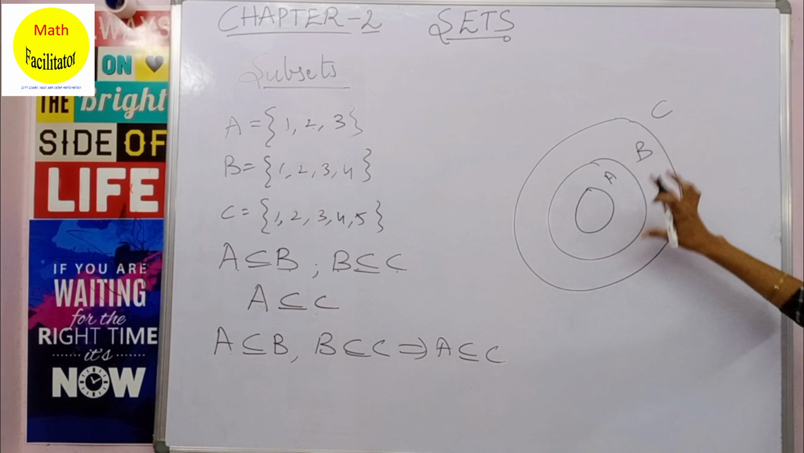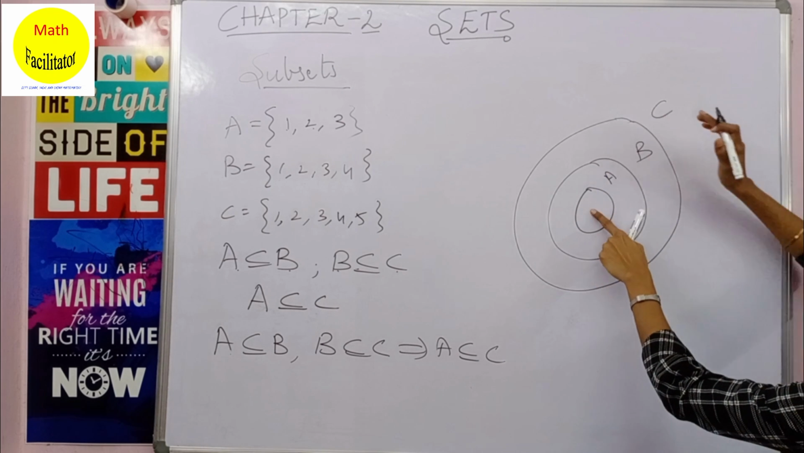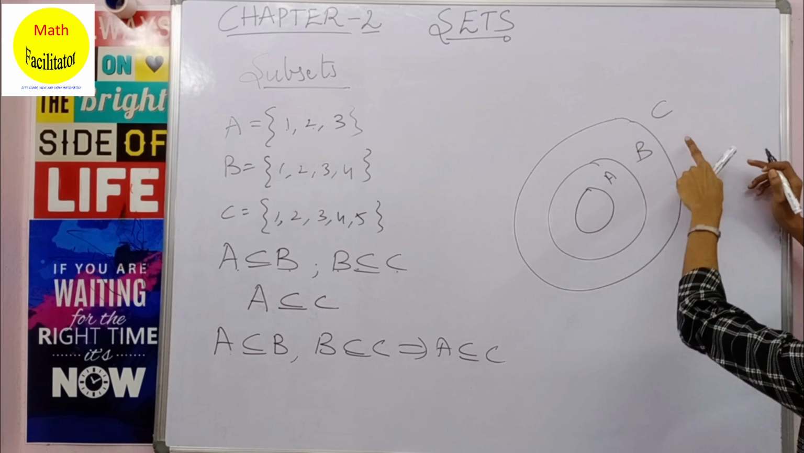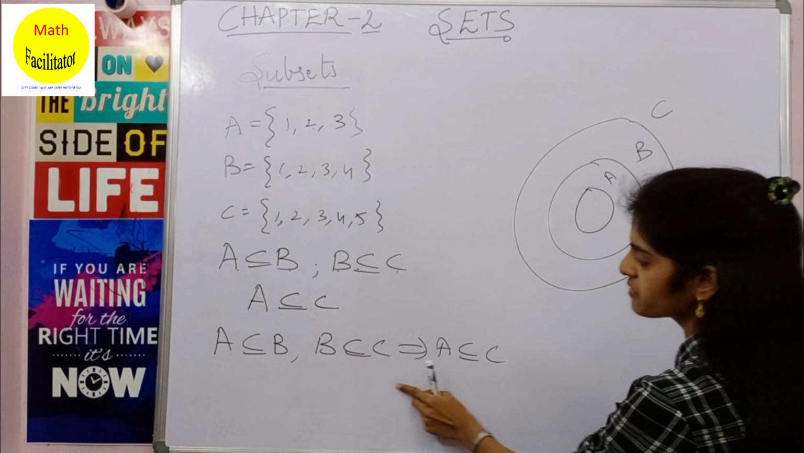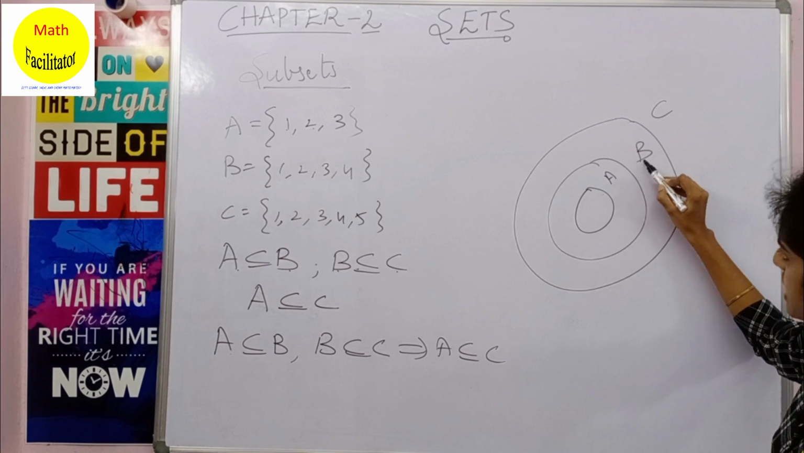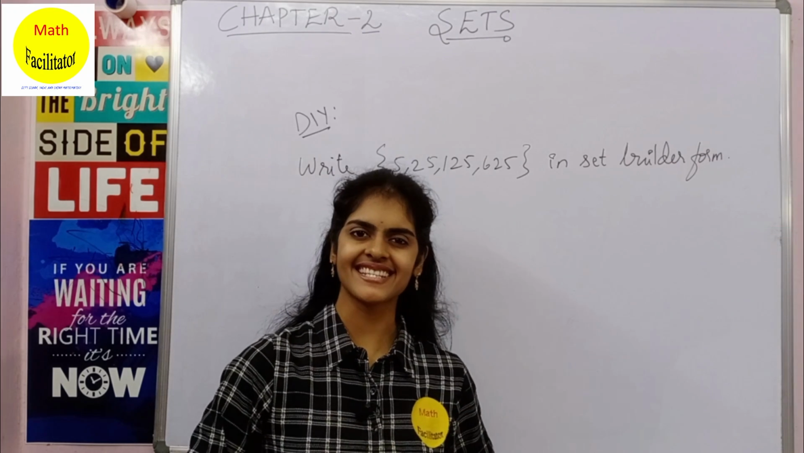So by just looking at the diagram, ignoring B, you can see A is also a subset of C. Yes, A is within C. Yes, that is what we have written here. Clear? So if A is a subset of B, B is a subset of C, then A is also a subset of C. Is learning sets interesting?